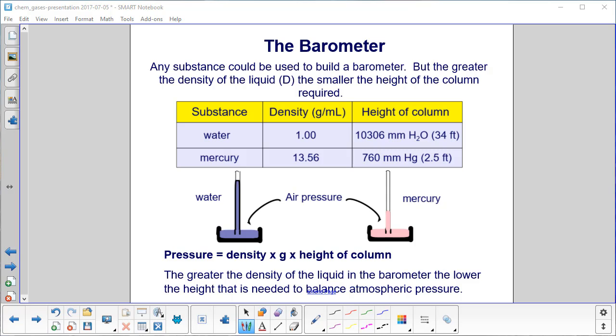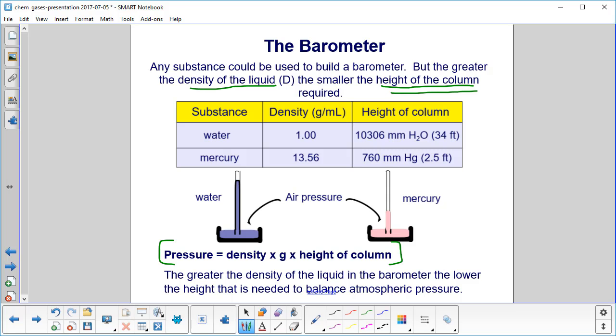Any substance could be used to build a barometer, but the most practical application uses liquids. And within liquids, the greater the density of the liquid, the smaller the height of the column required to measure typical pressures. So we have over here, pressure is density times g, the acceleration due to gravity, times the height of the column.